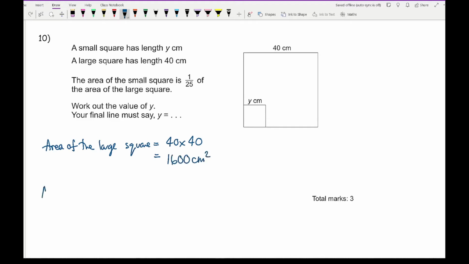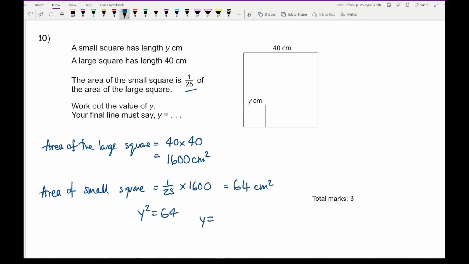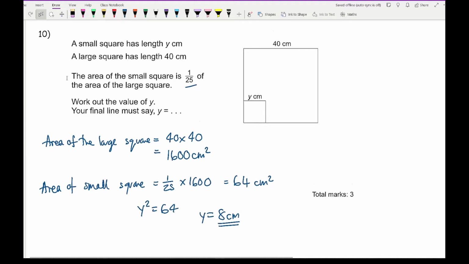Then from this, I can work out the area of the small square by multiplying this by 1/25. So 1/25 times 1,600, or you could divide by 25, it's entirely up to you, we get an answer of 64 centimeters squared. So that therefore means y squared equals 64. So y equals 8 centimeters. It can't equal -8 because we can't have negative length. So y equals 8 centimeters.